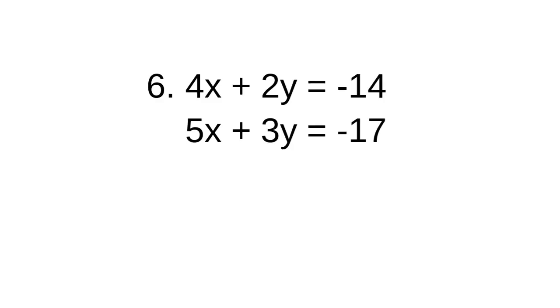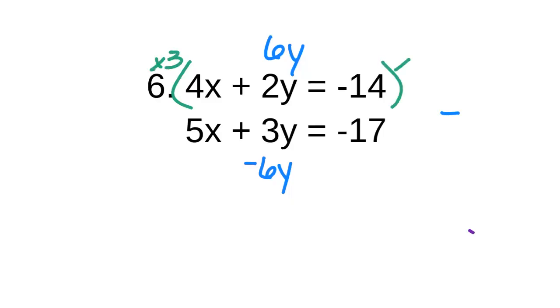So as I look, I would probably try to get rid of the y's. When you think of 2 and 3, what's the least common multiple, or the number that they both would divide into? 6. So let's change the top one to be a 6y. Let's change the bottom one to be a negative 6y. So what would I need to multiply this whole top equation by to get 6y? 3. Yes. Everything up here would have to be multiplied by 3.